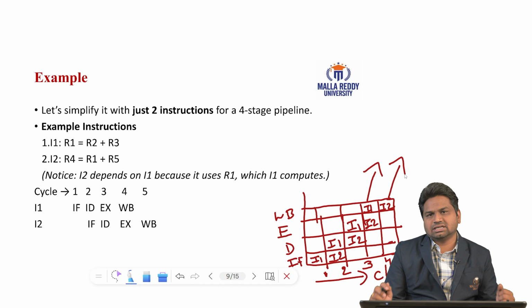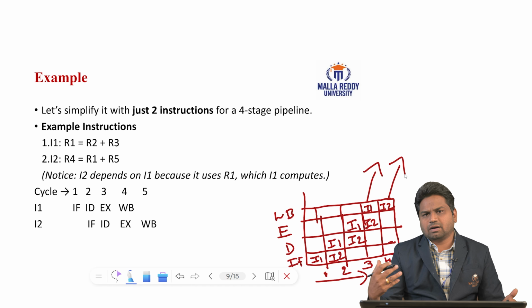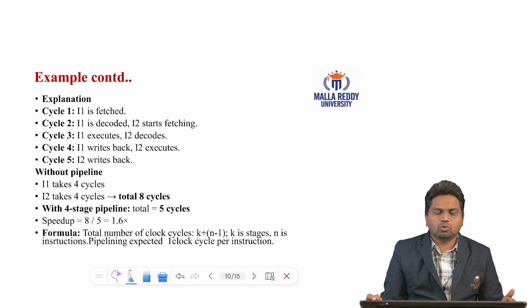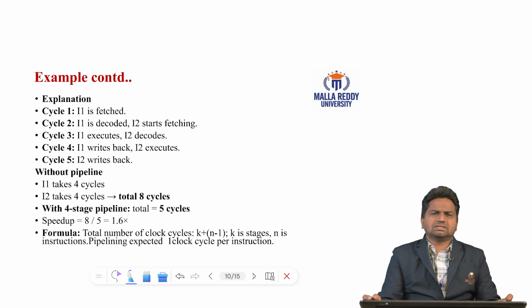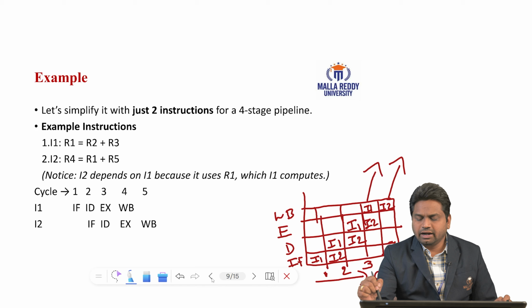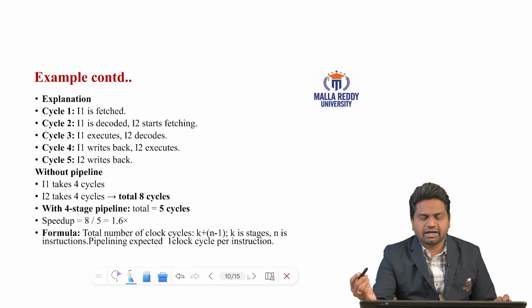So this is the parallelism. I explained it with these 2 instructions only. Observe here, with these 2 instructions, how many clock cycles are taken? Observe here, it takes 5 clock cycles of time in total.